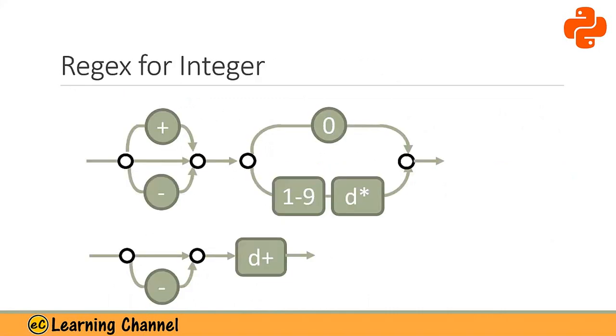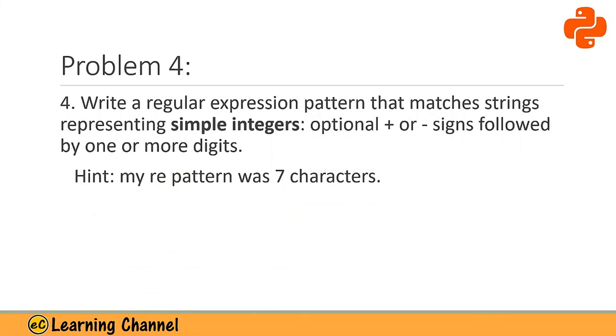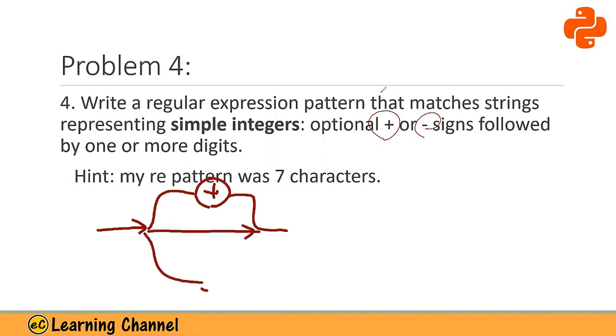The integer one, problem 4: write a regular expression or pattern that matches a string that represents a simple integer, an optional plus sign followed by one or more digits. My pattern has 7 characters. A simple integer shouldn't be hard. You have an optional plus or minus sign, so you start with a plus sign, no sign, or a minus sign. That's the first thing we do.